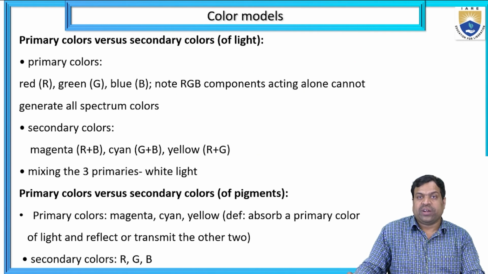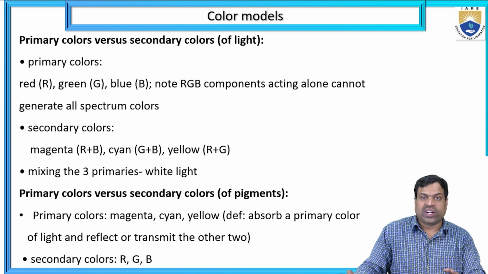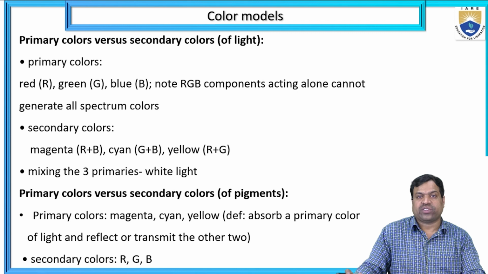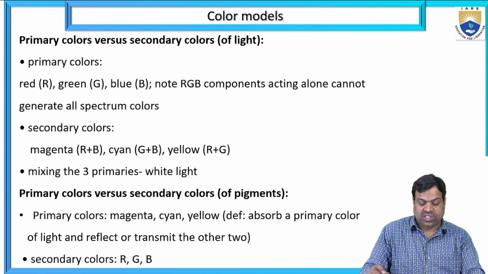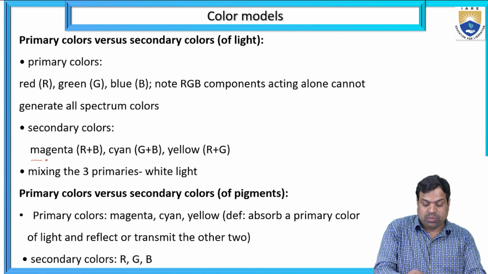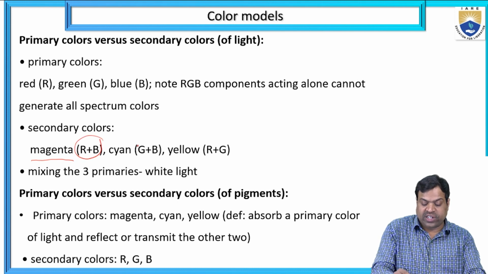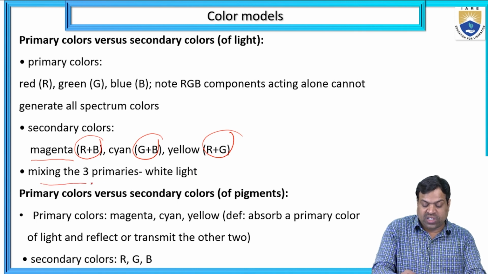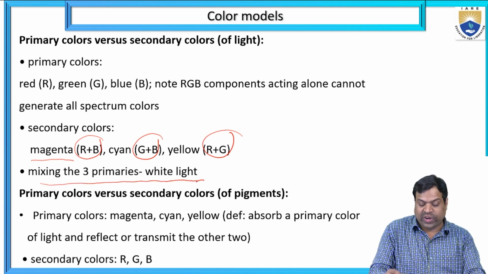What are primary colors versus secondary colors? Primary colors are red, green, blue, the RGB components acting as primary. What are the secondary colors? Secondary colors are combinations of primary colors. Here the secondary colors are magenta, that is R plus B, cyan, G plus B, and yellow, R plus G. Mixing the three primaries gives white light.